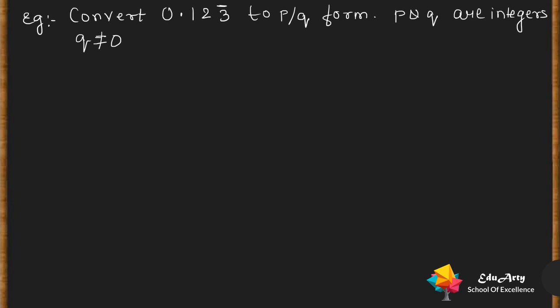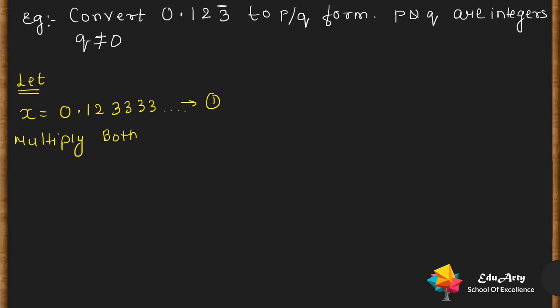This is understood, correct? So now let's say x equal to 0.123. See, there is a bar, that means this 3 will continue, correct? We are going to call this our first statement. Now let's say multiply both sides by 10. Start with 10, don't jump. Once you practice, of course then you can jump, but initially don't try to jump in.